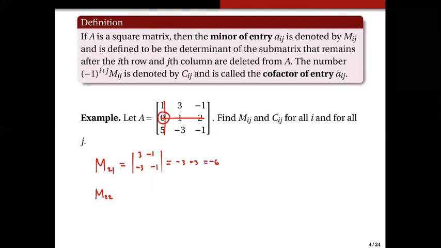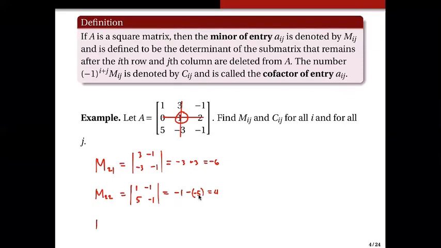M22, the second row, second column entry. So we delete the second row and the second column also. This is equal to the determinant of the matrix 1, -1, 5, -1. So we have 1 times -1, this is -1, minus 5 times -1, that's -5. So this becomes 1 minus 1 plus 5, this is equal to 4.